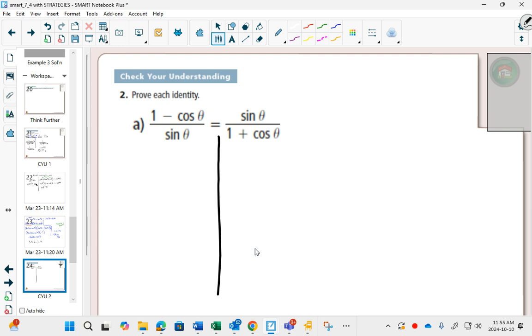Then I would look, do you have anything squared? Because if you have things that are squared, you can change them using the Pythagorean identities. Again, this question, there appears to be nothing you can do.